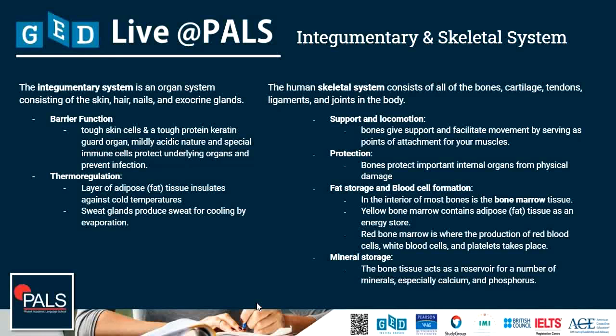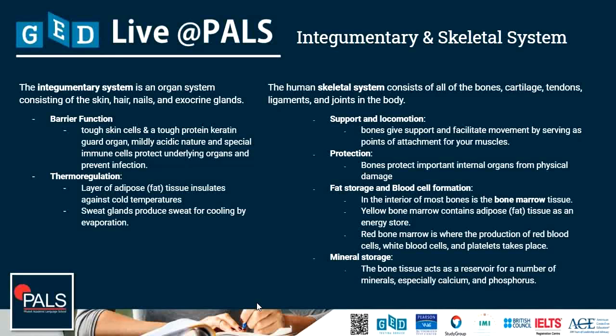Our nails are made of keratin, our hair is made of keratin, and our skin is quite leathery and tough, which protects us from physical harm. The underlying organs are protected. We have a fatty tissue layer that protects us from physical shocks. Plus, our skin is mildly acidic in nature and has special immune cells that protect us from organisms, from infections, from pathogens.